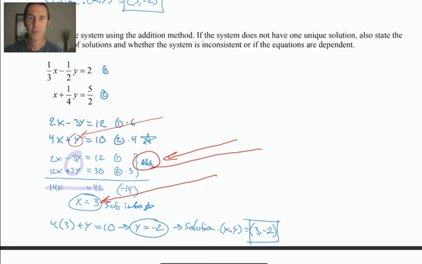This was a different way to solve the system of equations. A reminder, get good at this because we're going to see it again real soon.